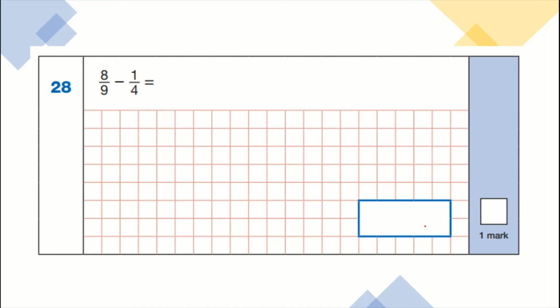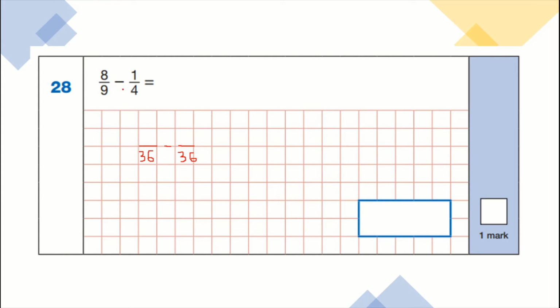We've got a fraction question here. First thing that we do is we make the denominator the same, so the bottom number. Usually if you times the two bottom numbers together, you can find a multiple that matches both of them. So 9 times 4 is 36. So if we use that as our bottom number, we times 9 by 4 to get to 36. So whatever we do to the bottom, we also do to the top.